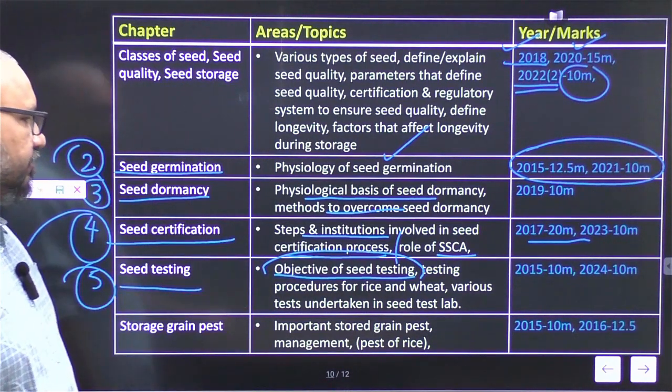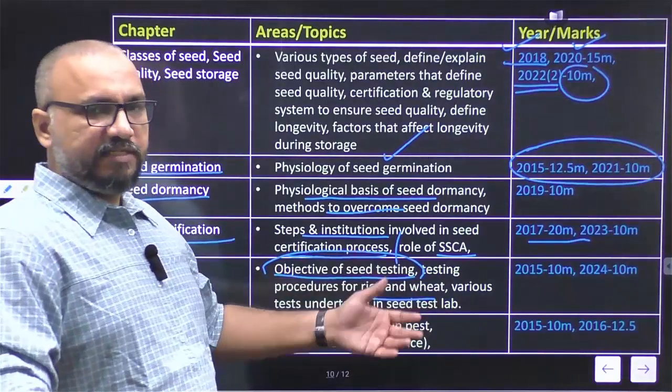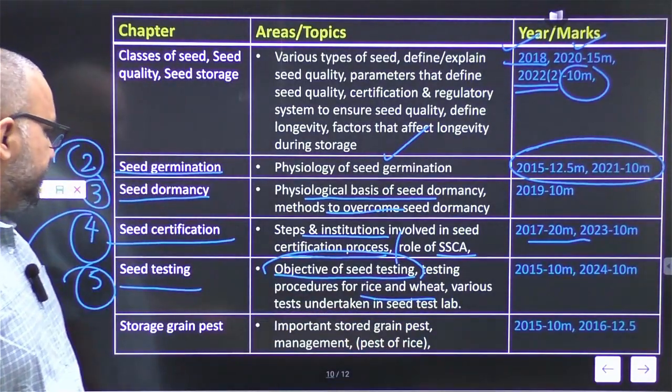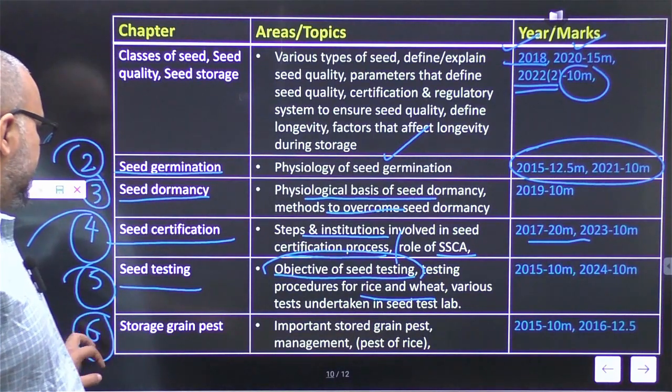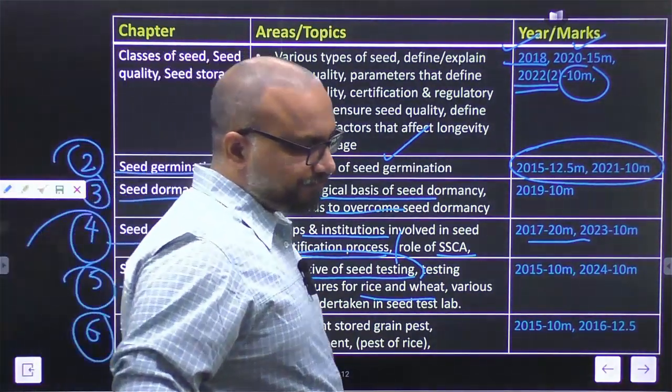What is the procedure for testing seeds of rice and wheat? That has been asked. Then storage grain pest.